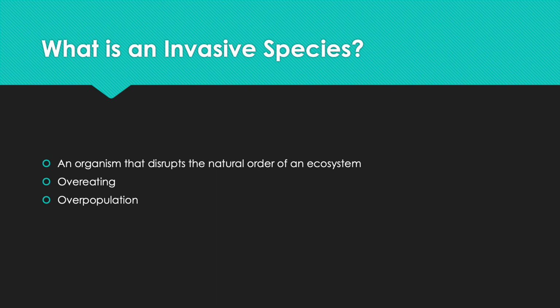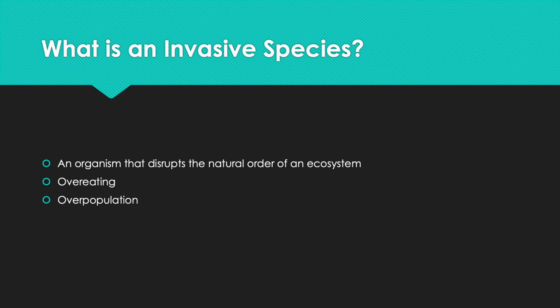What is an invasive species? Invasive species come in all shapes and sizes, whether it lives on the land or in the water. The definition of an invasive species is an organism that disrupts the natural order of an ecosystem. Examples of this are overeating and overpopulation.